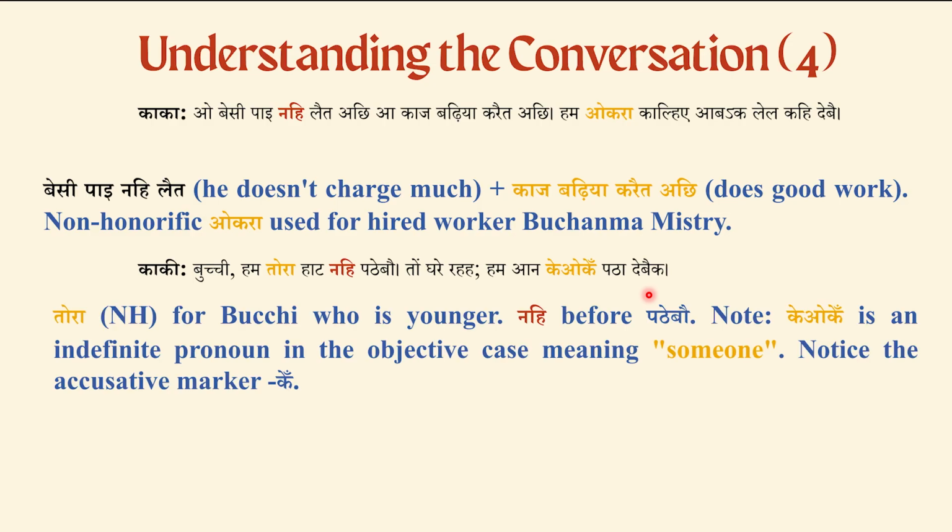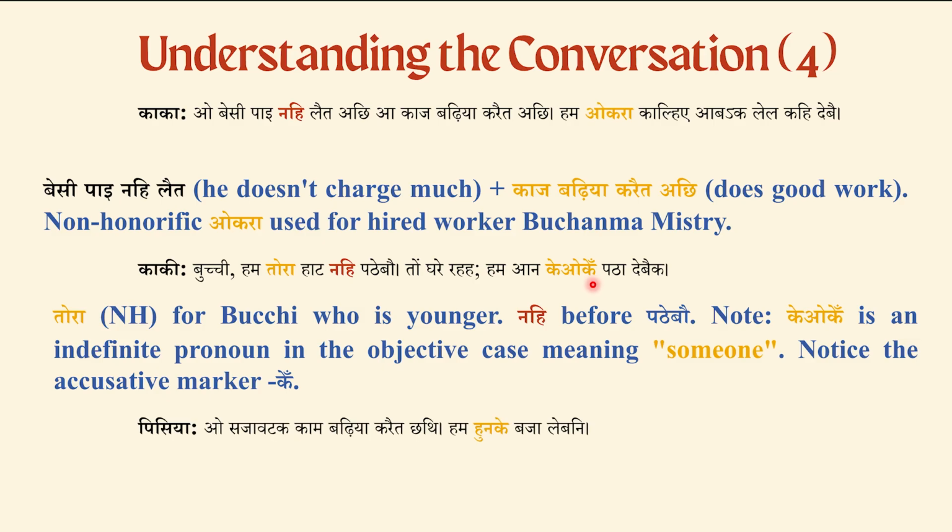So here tora for Buchi, who is younger, has been used, and nahi is used before pathebo, and you can see one more thing here, kyo can. Kyo means someone, and then can has been added to make the word kyo can, that means someone, to someone. So kyo can is an indefinite pronoun in the objective case, meaning someone, and we are using this can as the accusative case marker.